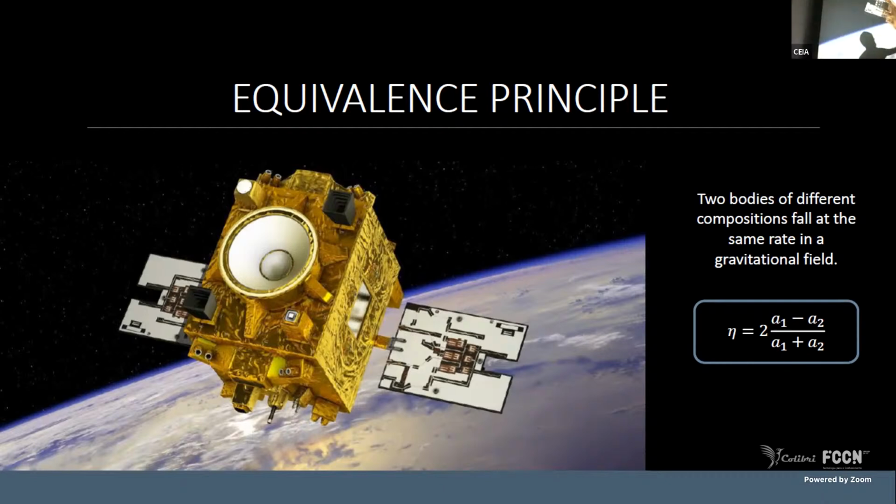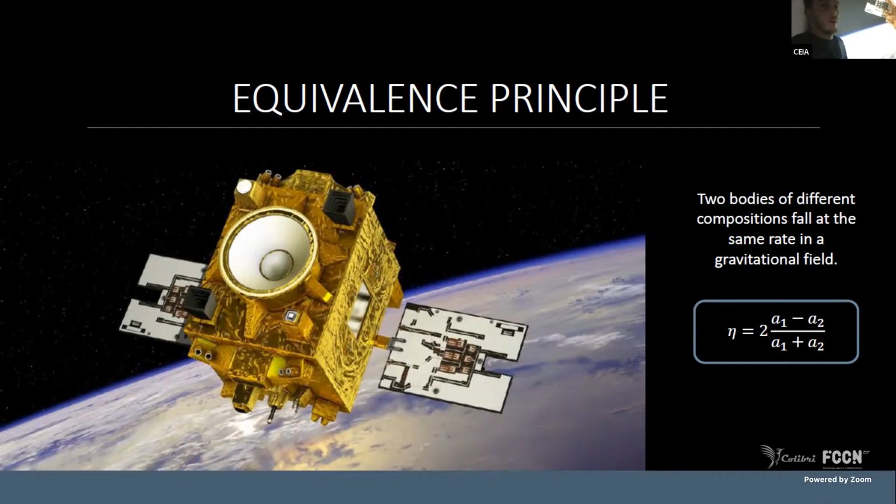If you see on the numerator, you have 1 is your body 1, 2 is your body 2, different bodies, different compositions. And if the equivalence principle holds, they experience the same acceleration in a gravitational field. So A1 is the same as A2, so the numerator is 0, and eta, that quantifies the equivalence principle, or the violation, I should say, is just 0. But if it's violated, two bodies of different compositions will accelerate at different rates. And then you have an eta that is not 0.